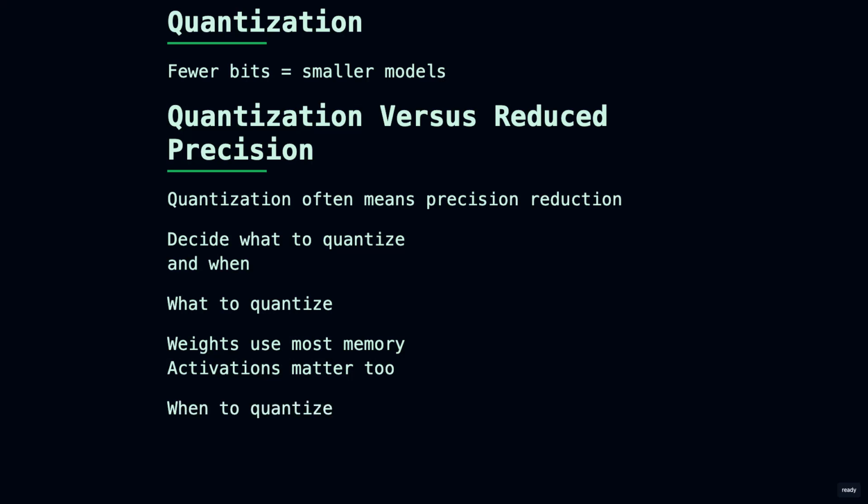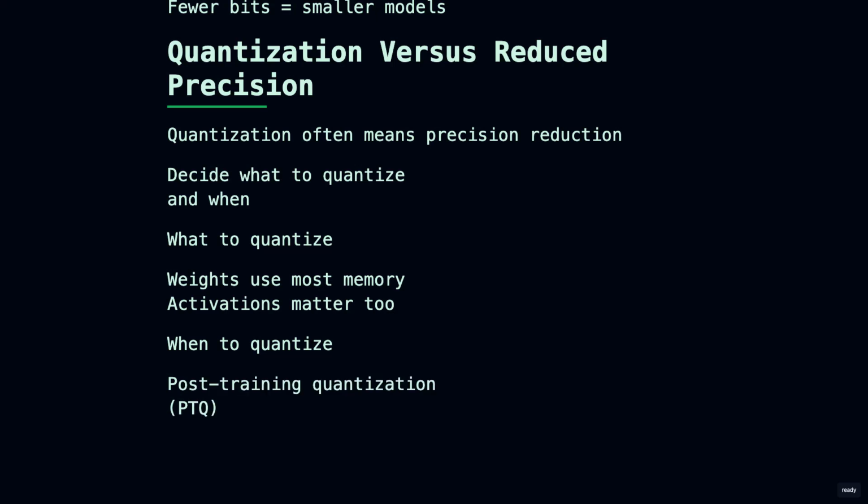The next choice is timing. Quantization can be done while training is happening or after training is finished. Post-training quantization means you train the model normally first, then compress it afterward. That is the most common setup, especially for people building applications rather than training models from scratch.